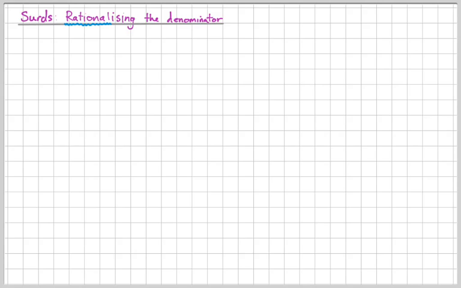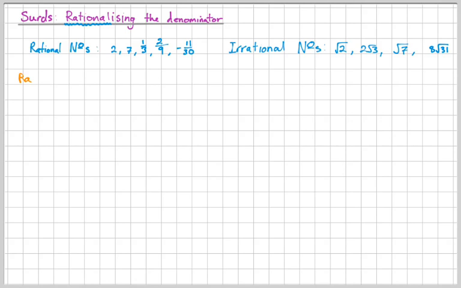So rationalising, we're going to look at the word rational first, because I haven't really explained what that is before. There are two types of numbers we'll look at, rational and irrational. Rational numbers are numbers like 2, 7, a third, 2 ninths, or minus 11 thirtieths. These are all numbers that can be written as fractions. Irrational numbers are surds, essentially, like root 2, 2 root 3, root 7, or 8 root 31. You can also have surds like root 2 minus root 3. That's also an irrational number.